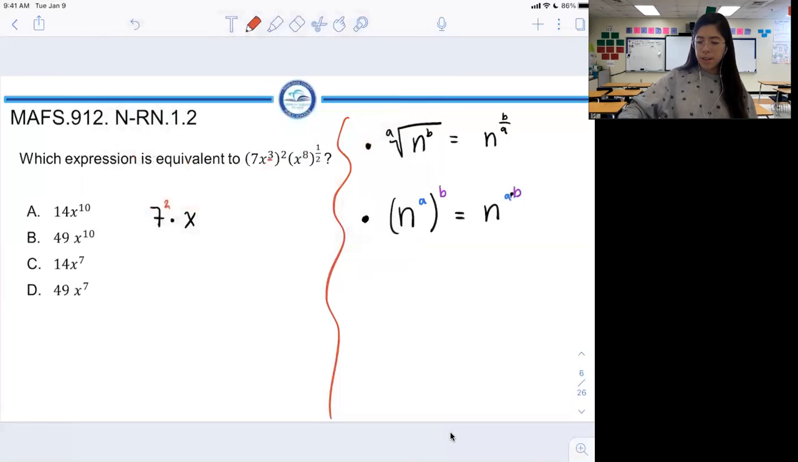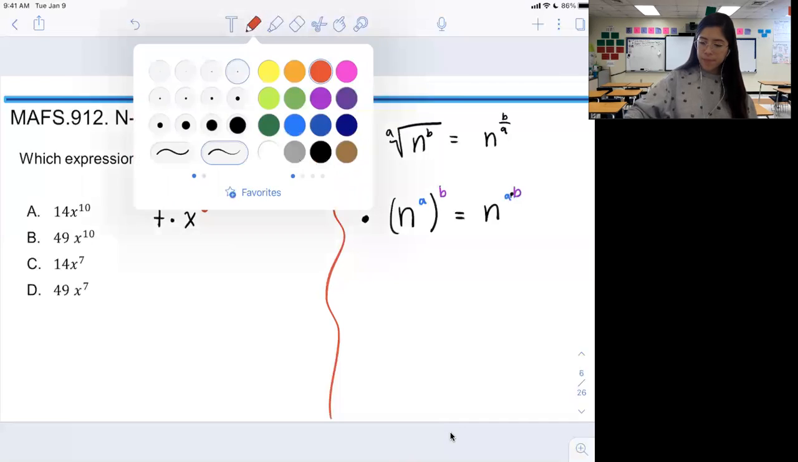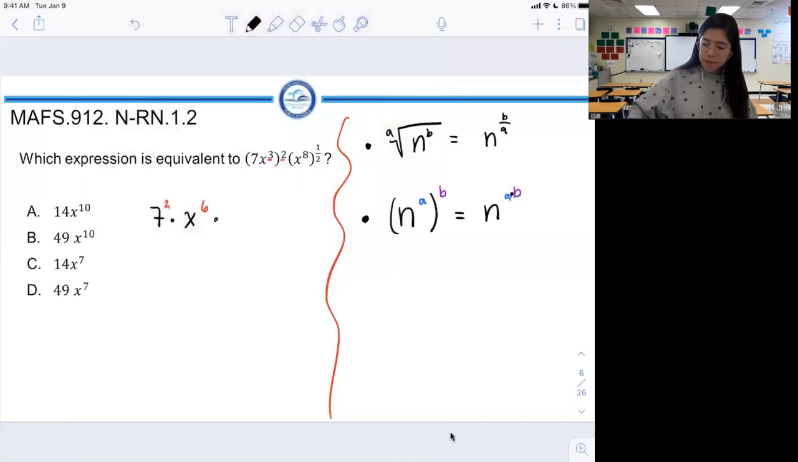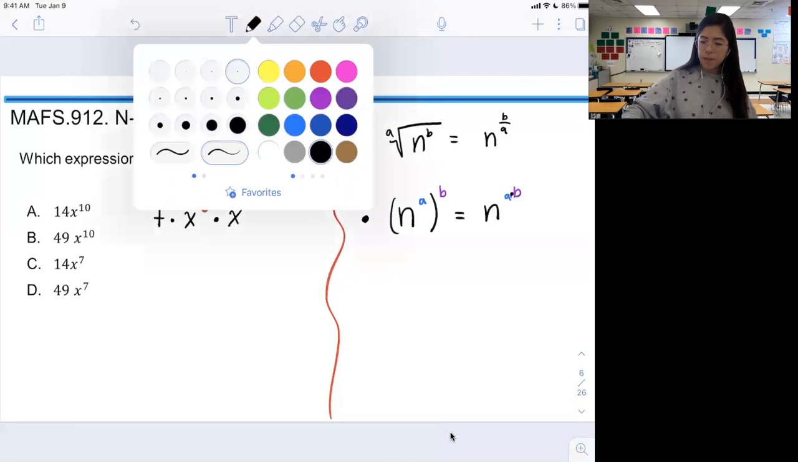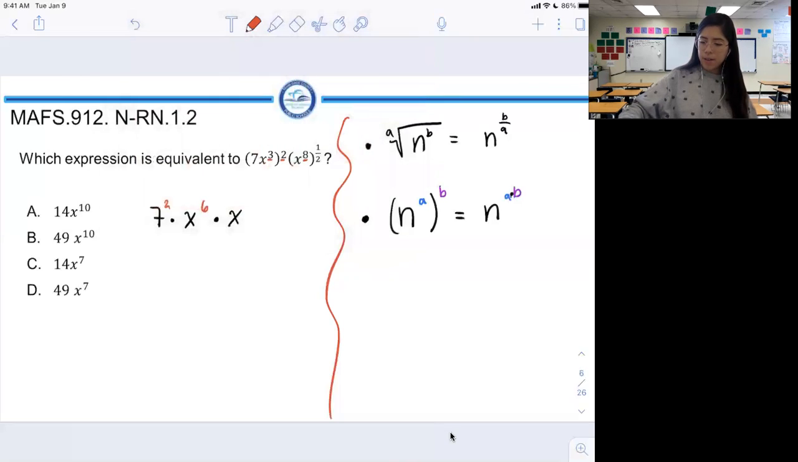I've got a 3 and then a 2. 6. 6, because we multiply them. Times, now I have x to the power of, I have 8 and I have 1/2. So what do I get? Wait, Miss, I have another question now.